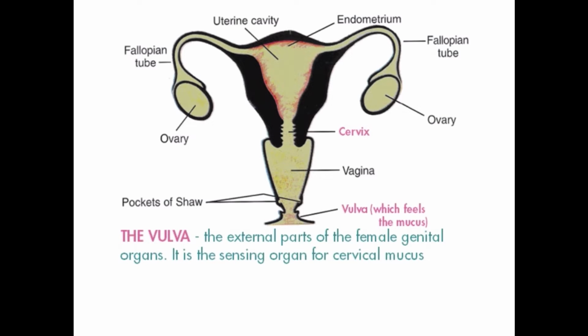The vulva is at the exterior of the woman's body, outside the vaginal opening. It is highly sensitive, and the woman using the Billings Method learns to tune into the sensations felt at the vulva as she goes about her daily activities. She feels the presence of mucus, which has flowed down from the cervix, and this alerts her that she is in her fertile phase.